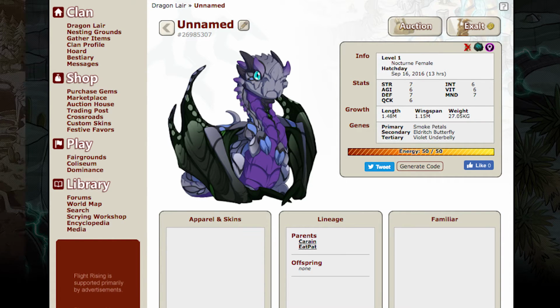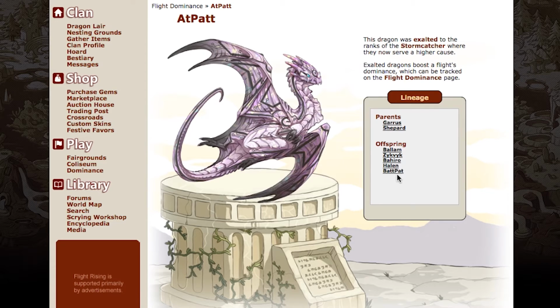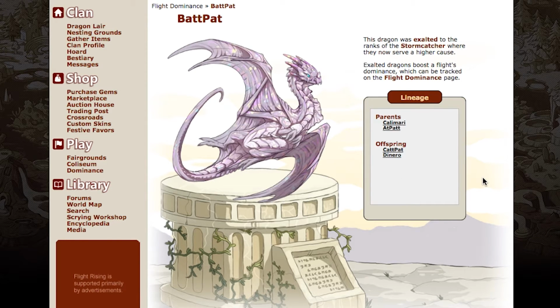I name my dragons after the length of their same-sex lineage in my lair. A first-generation dragon gets a name that starts with the letter A. A female dragon whose mother was a first generation in the lair gets a name starting with B. Her daughter would have a name starting with C, and so on and so on.